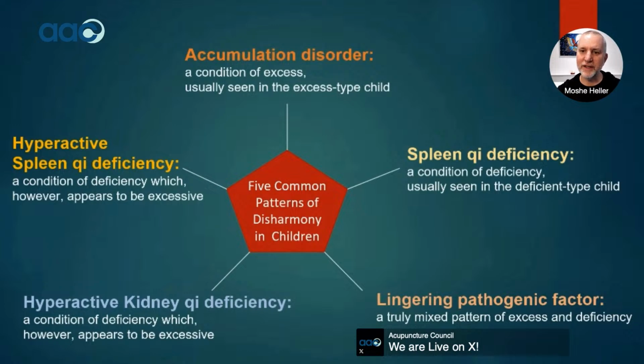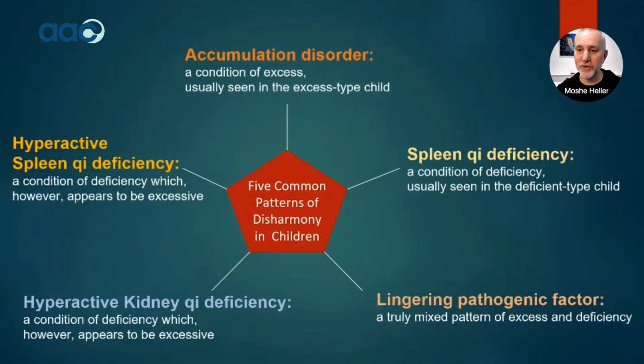With hyperactive kidney deficiency and hyperactive spleen qi deficiency, at the root you will see the classical signs of spleen deficiency, coupled with a lot of behavioral excess, meaning difficulty falling asleep and being hyperactive in their behavior. These are kids that seem very excessive and sometimes difficult to control, although at the core they are presenting with spleen deficiency signs and symptoms.